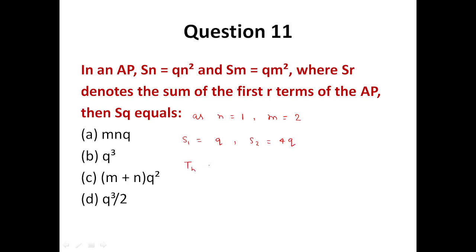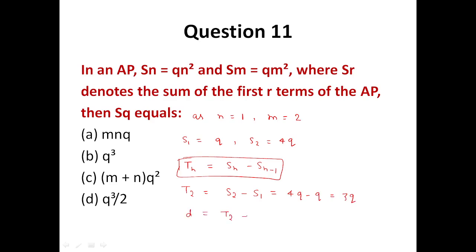Now we have a standard result. If you have to find out Tn when Sn is given, then Tn is equal to Sn minus S(n-1). Note down in your notebook, this is a very famous result. So we will get T2 as S2 minus S1, which is equal to 4Q minus Q, which is equal to 3Q. Now our common difference will be T2 minus T1. T1 is nothing but S1. So we will use T2 is equal to 3Q minus T1 is equal to Q. So we will get 2Q.